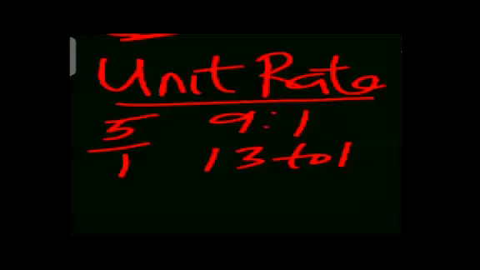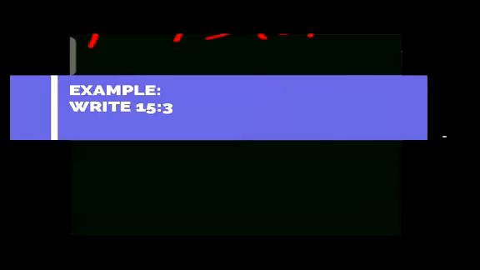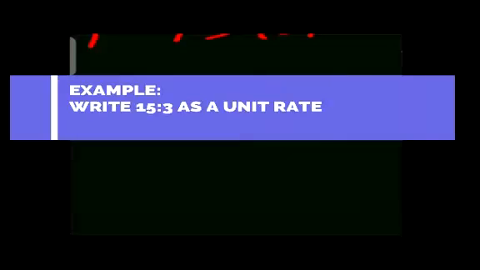So if you are asked to make a ratio a unit rate, all that is being asked of you is to make the denominator 1. That does it. Make the denominator 1. Now let's look at a typical example about this. Let's say the question says write this ratio as a unit rate, and they give us 15:3. We want to write this ratio as a unit rate. What do we do? We look at what to do to make the denominator 1.